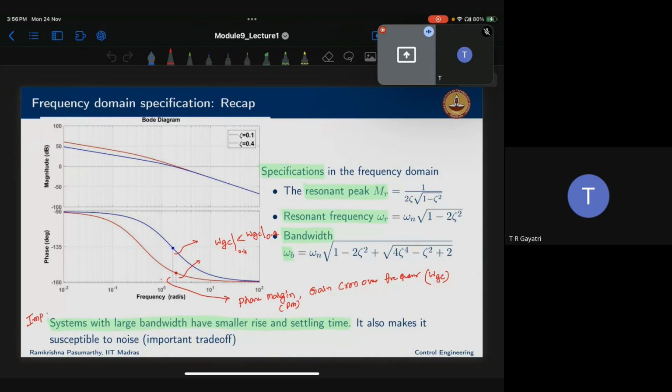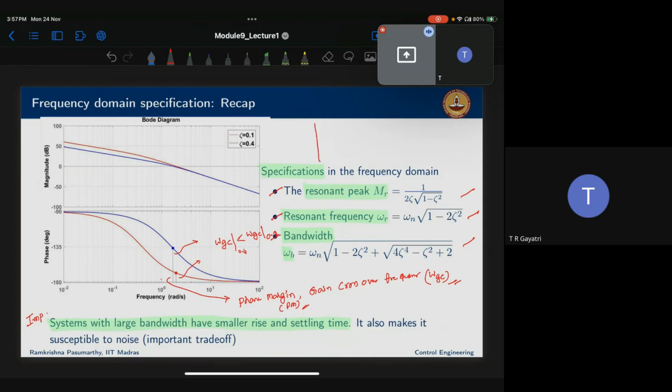Similarly, the specifications are in terms of these three: resonant peak, resonant frequency, and bandwidth. They will be converted into system specifications as phase margin and gain margin, because mostly when we see the Bode plot, we deal with the phase margin and gain margin. The time domain specifications are converted into the dominant poles, while these frequency domain specifications are converted into the requirement of gain margin and phase margin. Is this clear?